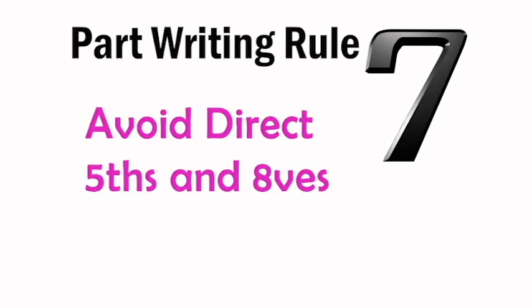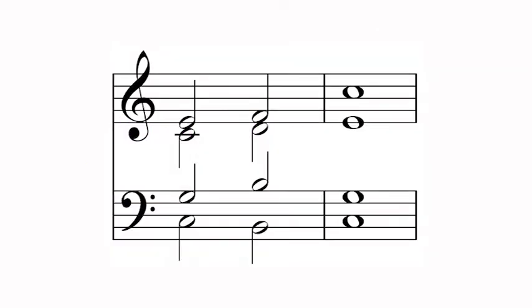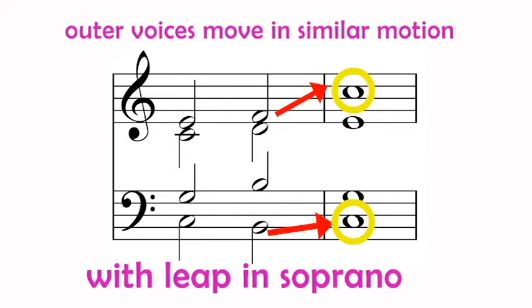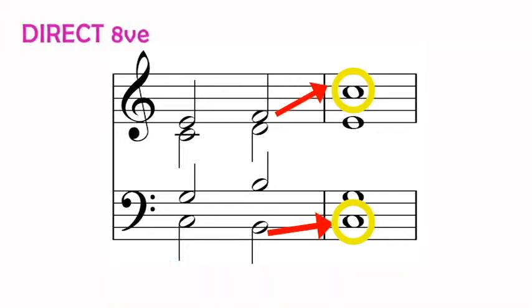Part writing rule 7. Avoid direct fifths and octaves. Direct fifths and octaves occur in outer voices. Here we can see the soprano and bass both moving to an octave, but there's a leap in the soprano. This is considered a direct octave, and it's also considered objectionable.